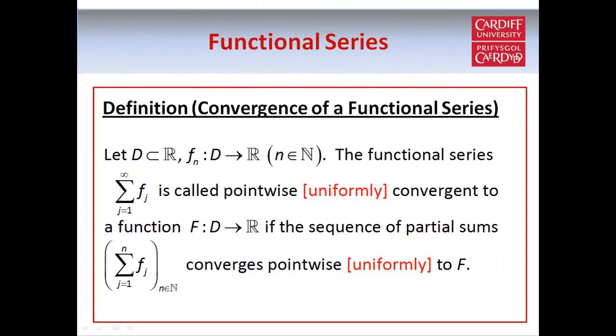So this is a very straightforward definition. We say that a functional series is pointwise convergent if its sequence of partial sums is pointwise convergent, and we say that it's uniformly convergent if the sequence of partial sums is uniformly convergent. So the convergence properties of functional series are based on the properties of the partial sums, just in the same way as the convergence properties of series of numbers were based on the partial sums.